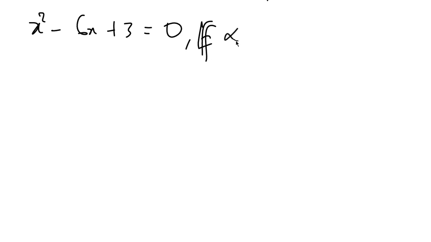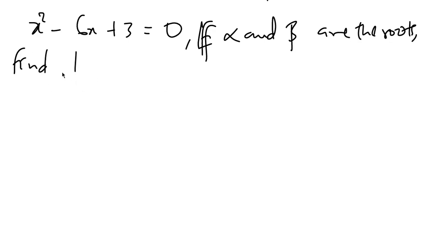So let's say you're given this equation now. X squared negative 6x plus 3 equals 0, right? And the question says if alpha and beta are the roots, find 1 over alpha plus 1 over beta.